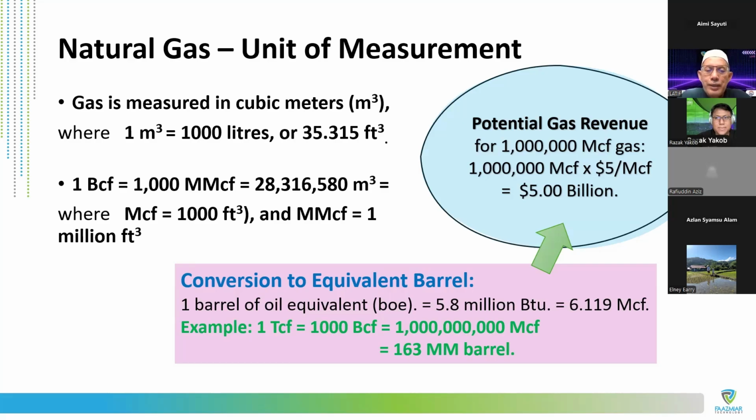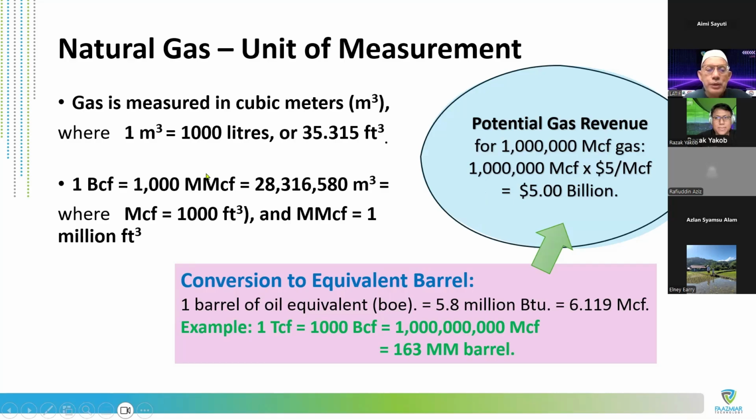Now, of course, gas is measured in cubic meters, and 1 cubic meter is equivalent to 1,000 liters or 35 cubic feet. Because gas always occupies a big volume, that's why we measure in cubic meters. In most offshore production, we always refer to million cubic feet, so MMCF. So you can say the MCF is 1,000 cubic feet, and this 1,000 is clearly the million cubic feet that we're talking about.